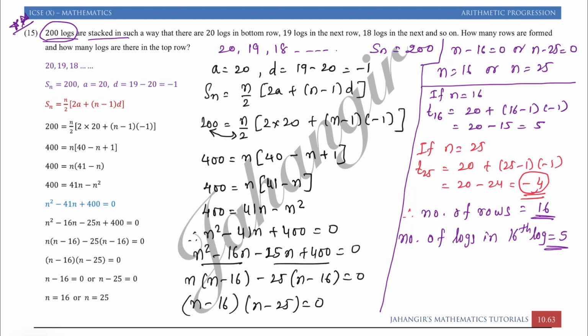In this question, 200 logs were given. Out of that, 20 logs were in the bottom row, 19 above, 18 above, 17, 16. It just forms a pyramid.